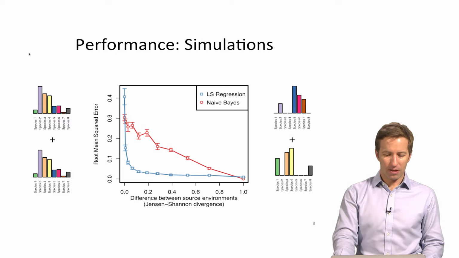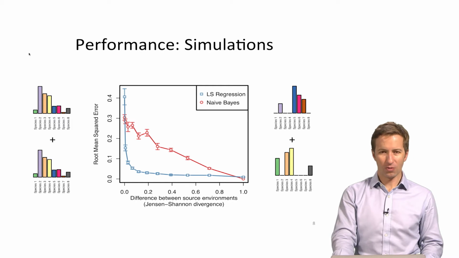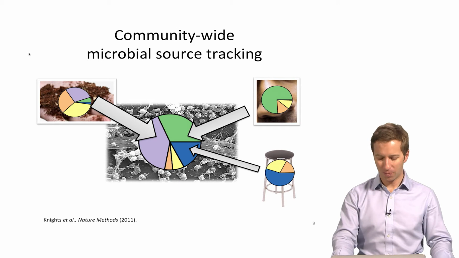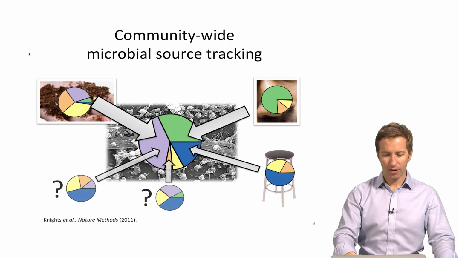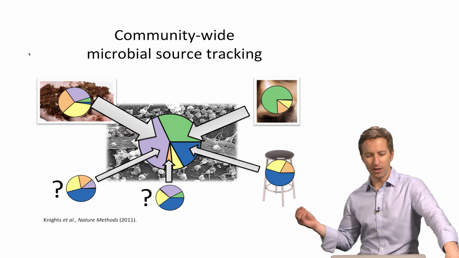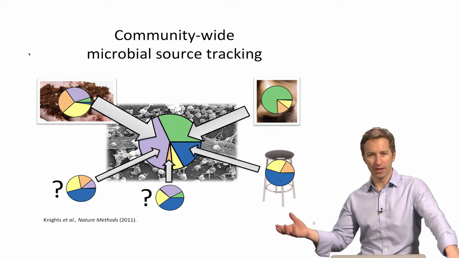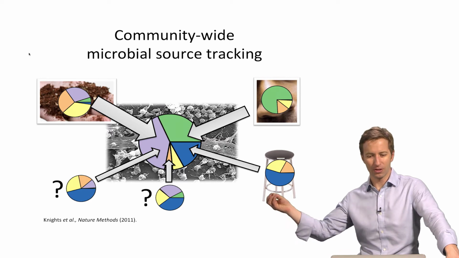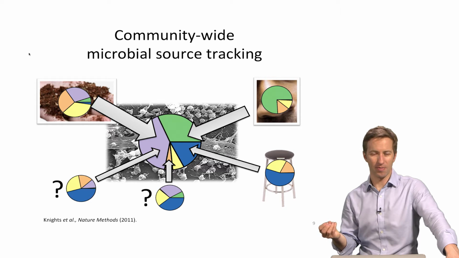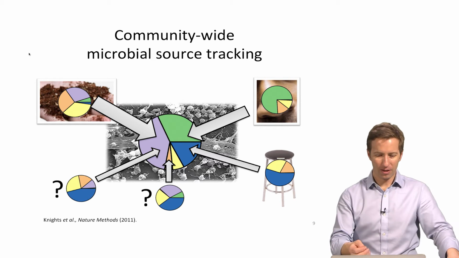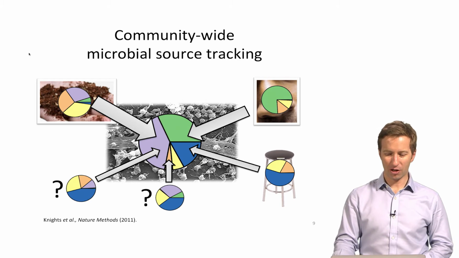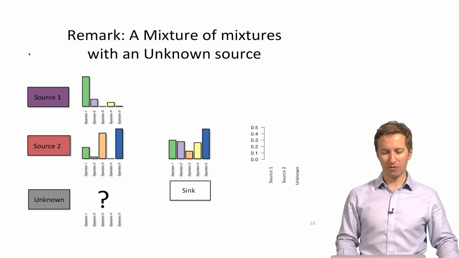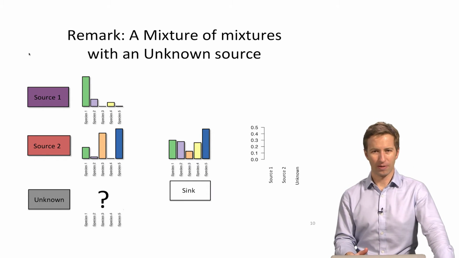So this is fine in the case where you know all of the source environments, but in practical cases, there are often going to be other environments contributing. And so you may not have sampled all of the potential source environments. You may not know what they all are. And in this case, the problem gets much harder. So here we have a mixture of mixtures with an unknown source.